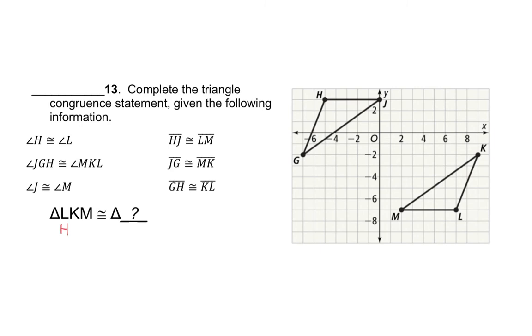I know that JGH matches with MKL, so that G matches with K. And I know that J matches with M. Cool. So I know that triangle LKM is congruent to triangle HGJ. Yes, no mistakes on that one. I'm back.